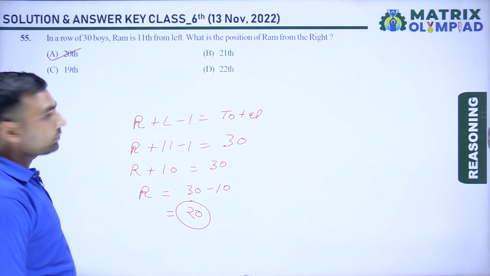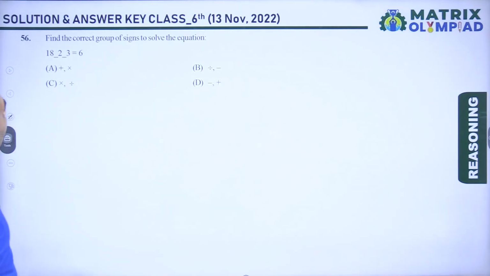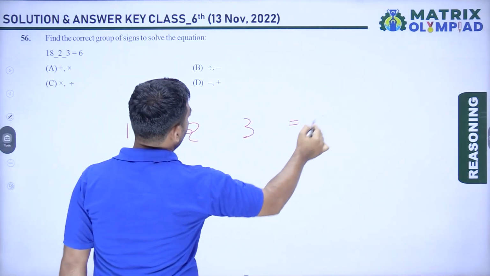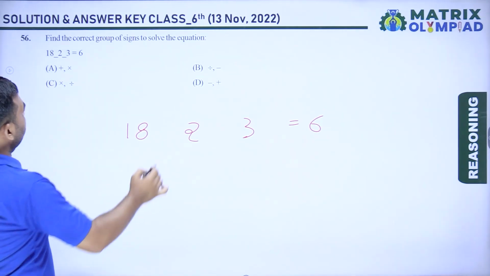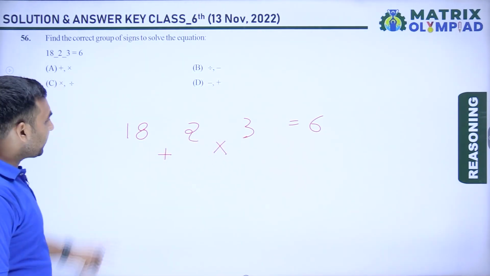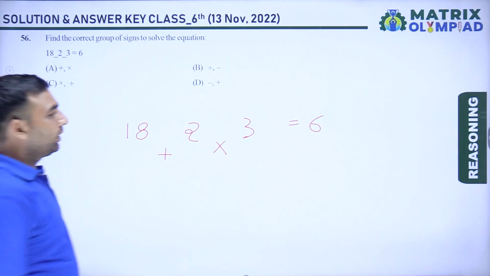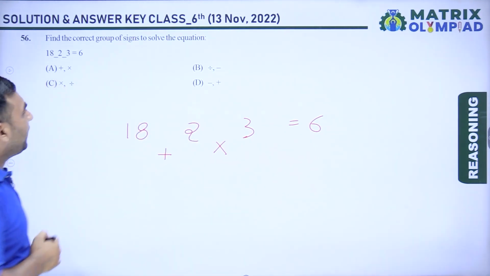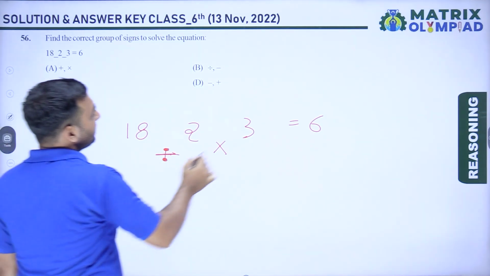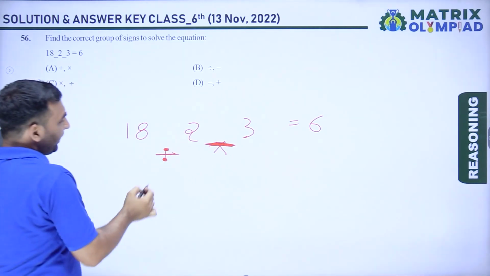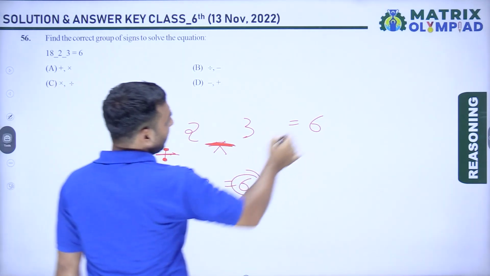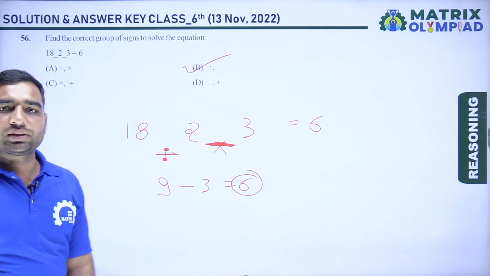Next question is find the correct group of signs. 18, 2, 3 equal 6. If we take the first option, 18 plus 2 into 3, the equation is not satisfied. If we take the second option, the first is divide and the second is minus. 18 divided by 2 is 9. 9 minus 3 is equal to 6. Our equation is satisfied. Option B is the correct answer.